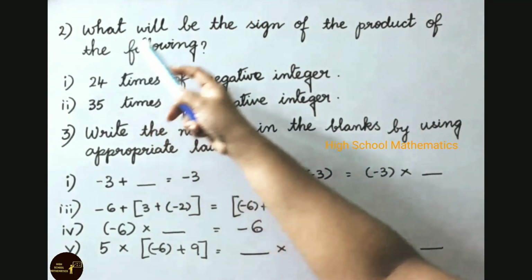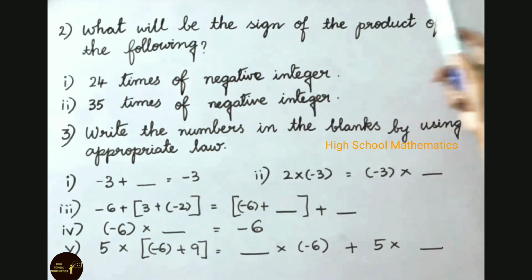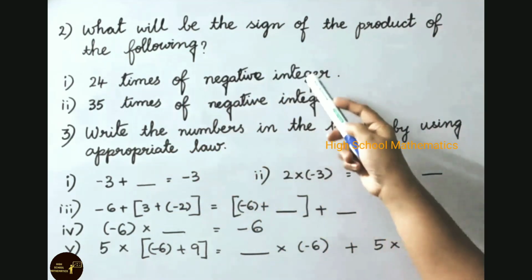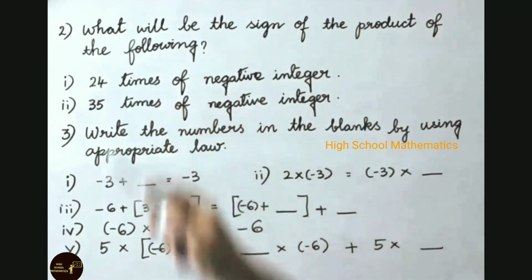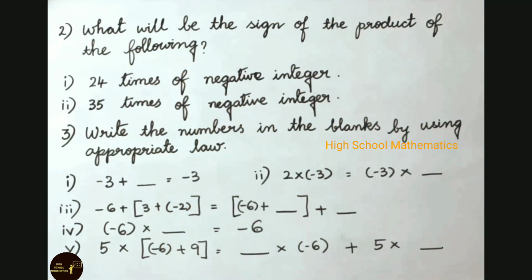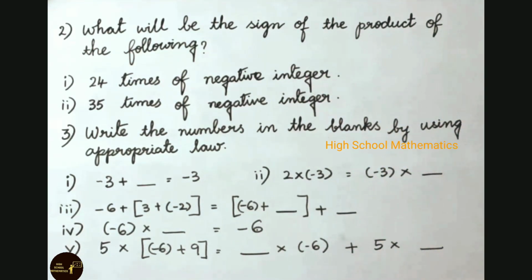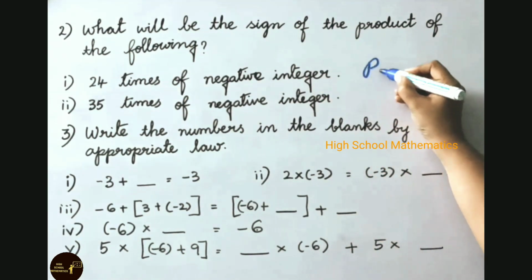See now the second question, what will be the sign of the product of the following? See the first one, 24 times a negative integer. Here 24 is an even number. So a negative integer multiplied an even number of times, the answer will be a positive integer.